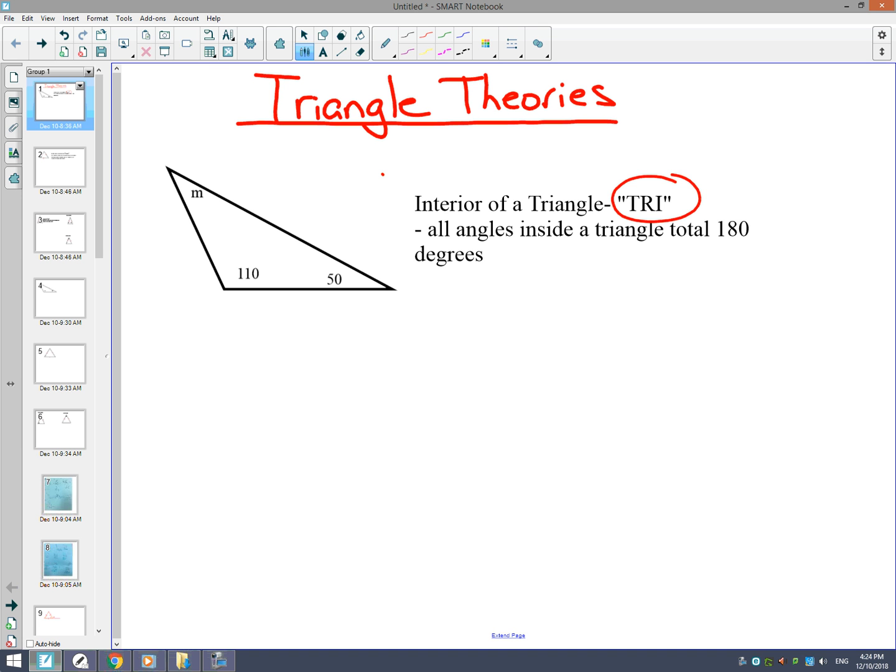And what we found out with all triangles is that they're going to have a total of 180 degrees inside. There'll be three angles in a triangle, obviously, and those three will total 180 degrees. So if you look at this first triangle here, it has angles of 110 and 50, but it doesn't have the last one. I called it M because it really doesn't matter what the variable is. And what we're going to do is say that M plus 110 plus 50 equals 180. And it looks remarkably like the algebra stuff that we just finished doing.